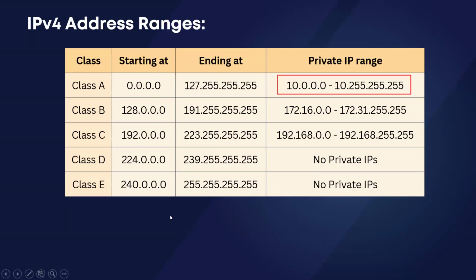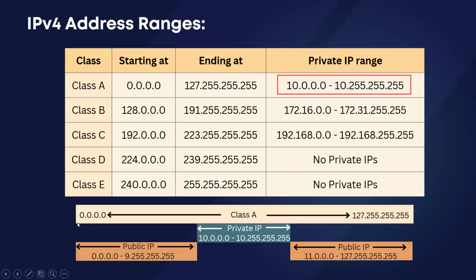For example, if we take this image here, the class A entire range is from 0.0.0.0 to 127.255.255.255. In that entire class A range, there's a small private IP range from 10.0.0.0 to 10.255.255.255. So any IP within this range is a private IP, and any IP outside that range, from 0 up to 10, which is 9.255.255.255, and after 10 from 11.0.0.0 to 127, those two sets are public IPs. So in a similar format, in every class, you have a small private IP set and two public IP sets.